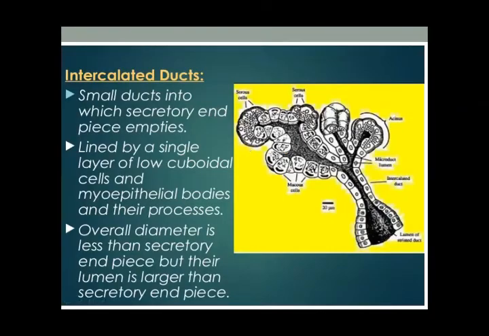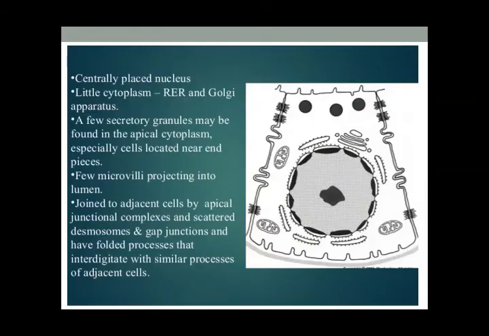Intercalated ducts, small ducts into which secretory end pieces open, are lined by a single layer of low cuboidal cells and myoepithelial cells extend their processes. Overall diameter is less than secretory end piece, but the lumen is larger than secretory end piece. Centrally placed nucleus, little cytoplasm, rough endoplasmic reticulum, and Golgi apparatus. A few secretory granules may be found in the cytoplasm.